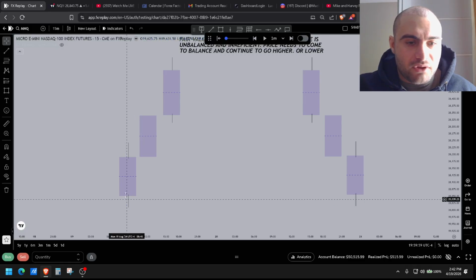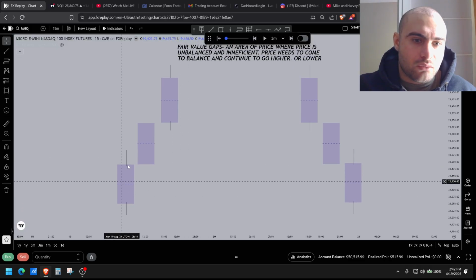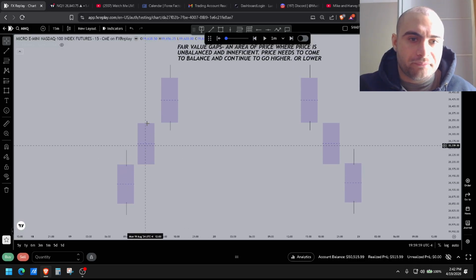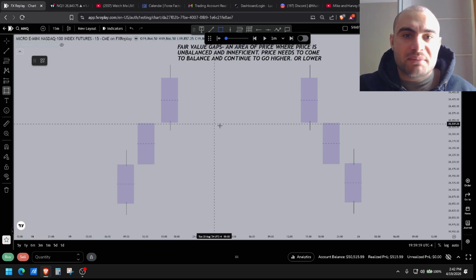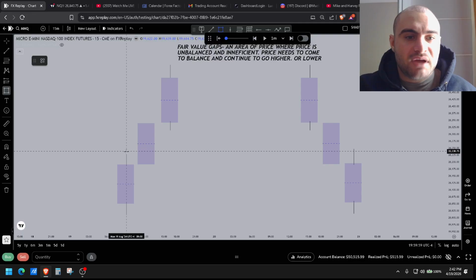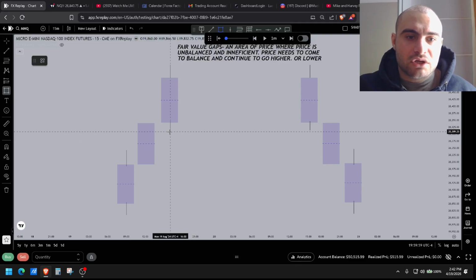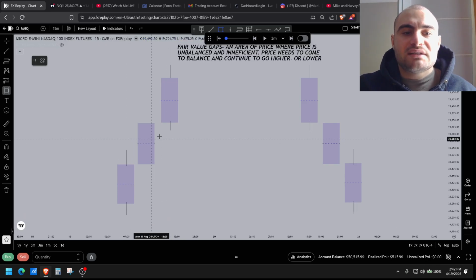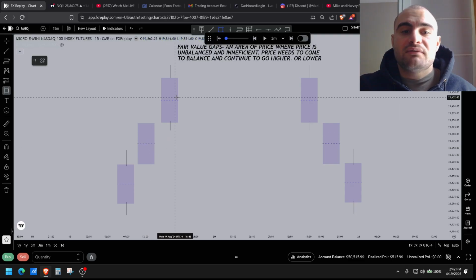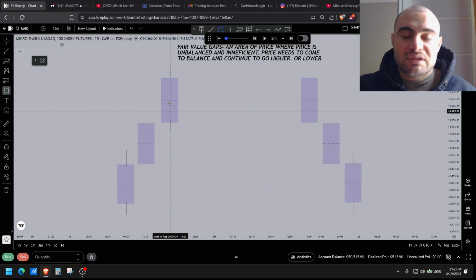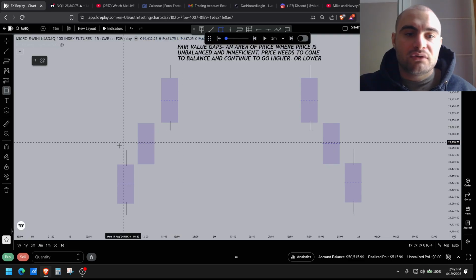So you'll have a three candle pattern. One, two, and three. And basically the fair value gap itself is happening from the top of the first candle's high to the bottom of the third candle's low. Since there's space in between these two candles, the price is inefficient here. Too many buyers were present here and it was inefficient for the sellers. So the sellers need to come back into here to continue to go higher.